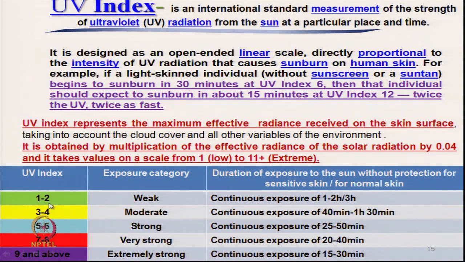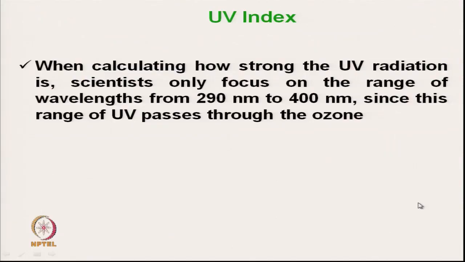Okay. So, a UV index of 1 to 2 means it is very weak, 3 to 4 moderate, 5 to 6 strong, 7 to 8 very strong, and 9 and above it is extremely strong, where we have to take precaution. Okay. Now, we will discuss how to calculate the UV index value.